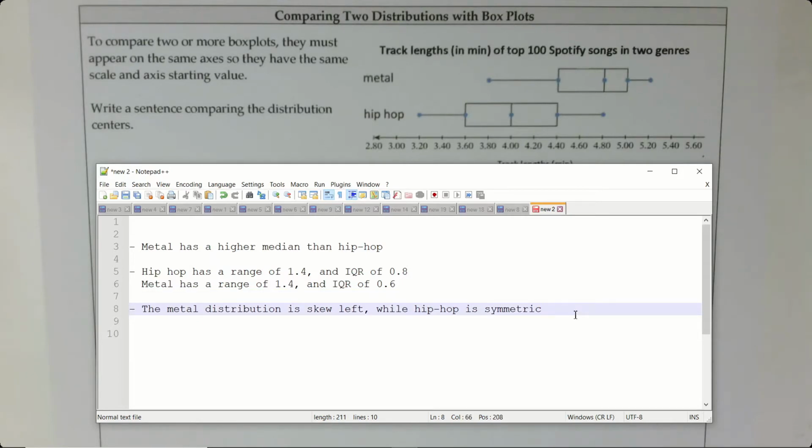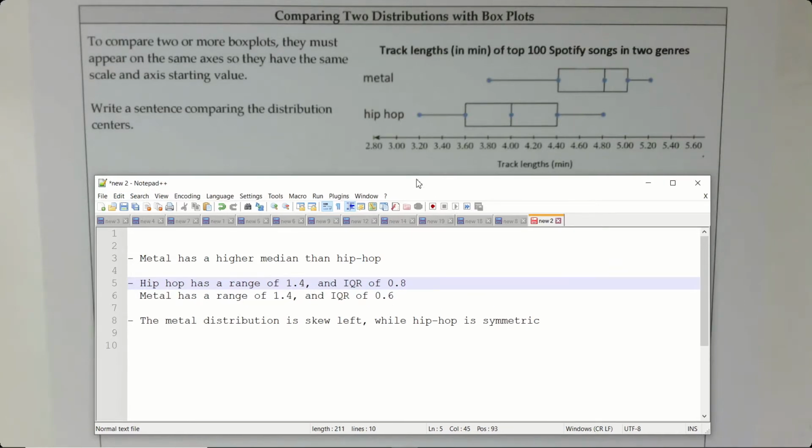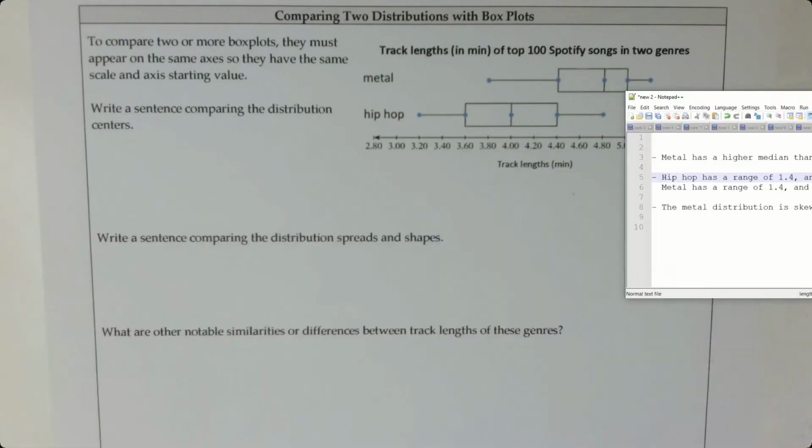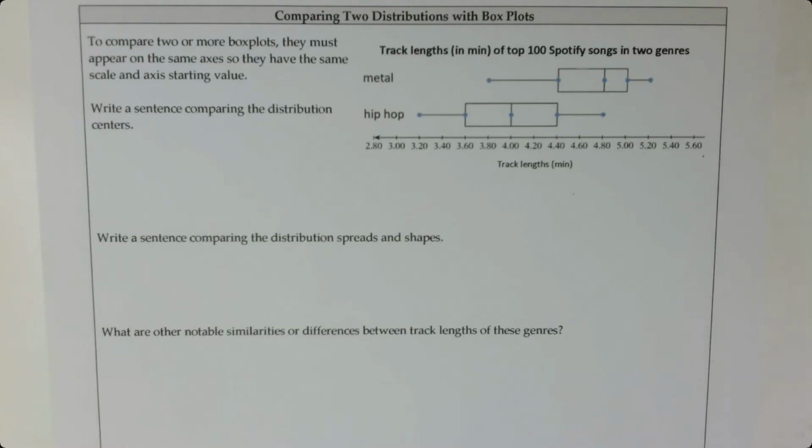Okay, so I'd say the main thing that's missing here is context. You should never say median or range or IQR without indicating the units that these are in, which for us are minutes. We're talking about track lengths. We're not talking about, like, beats per minute, track speeds, for example. So let's adjust some of these sentences.